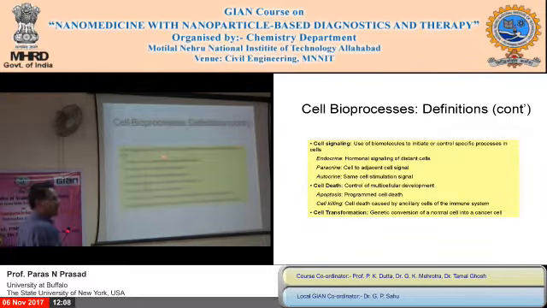Cell signaling, the cells communicate with each other. That's a very important part. And these are the hormones that mediate communication between the cells. Okay, distant cells, adjacent cells, and so on.